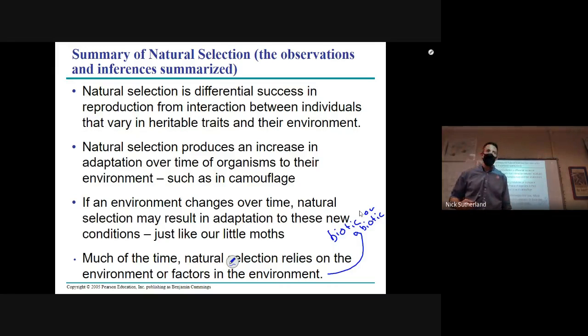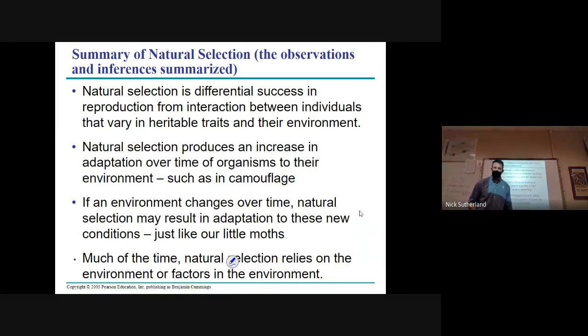So parts of the environment that these organisms might interact with that are living might be predators, might be trees, might be other plants that they're trying to blend in with. What about abiotic? Not. Most of the time when you put that A letter in front of something, it means not or isn't. So not living factors.